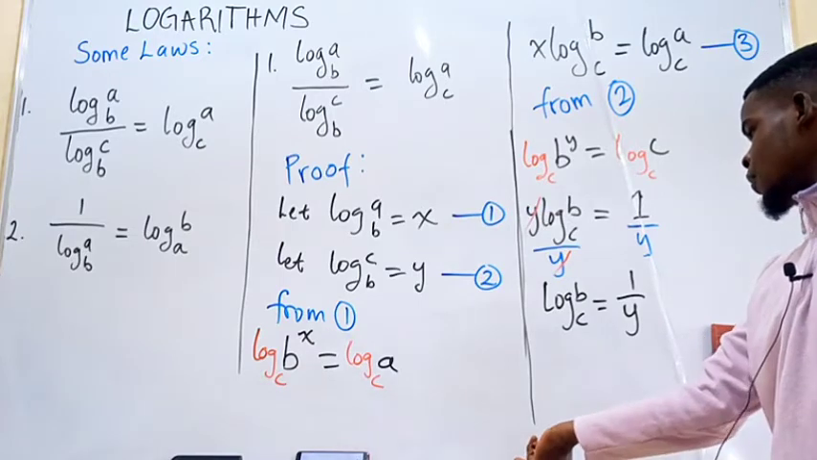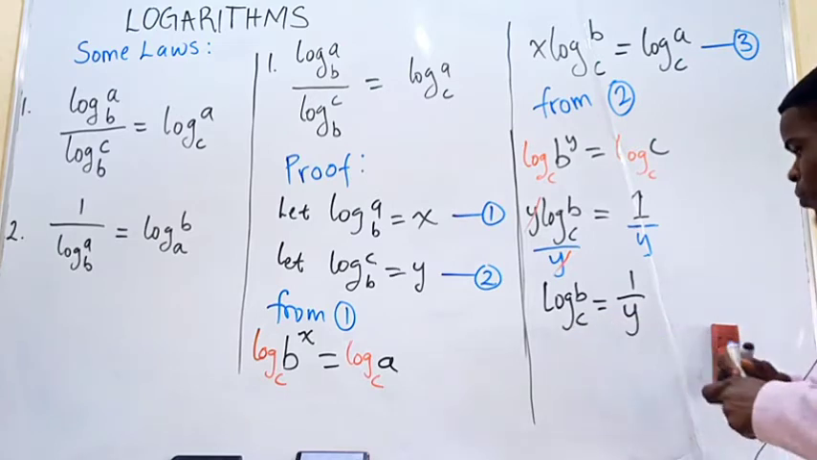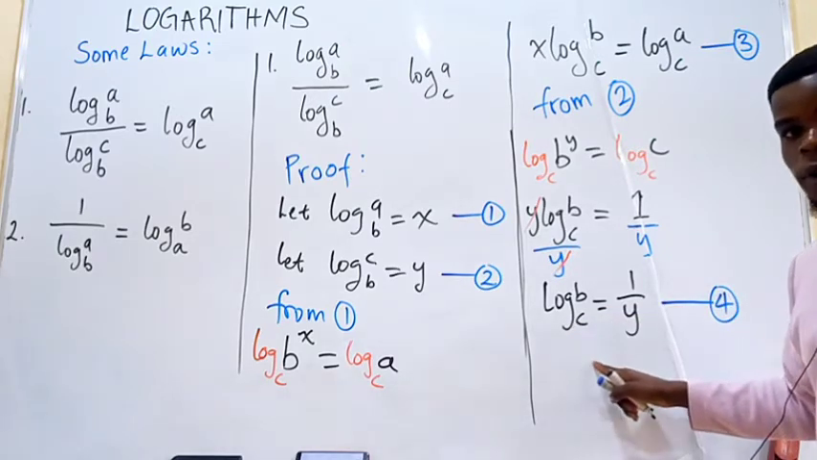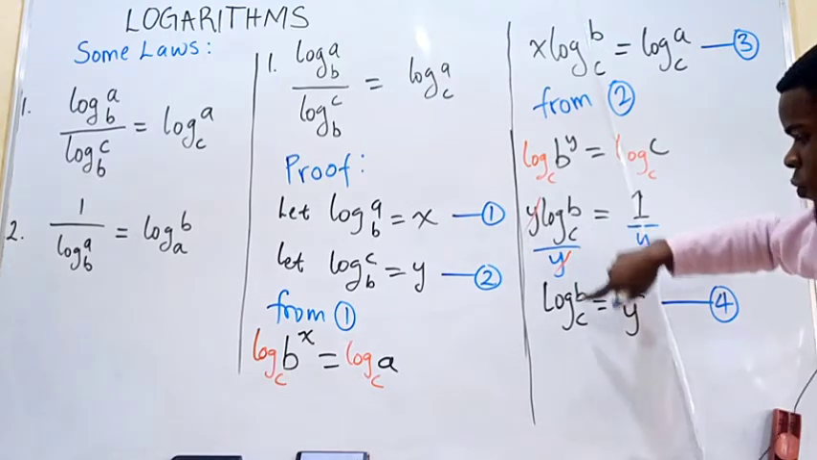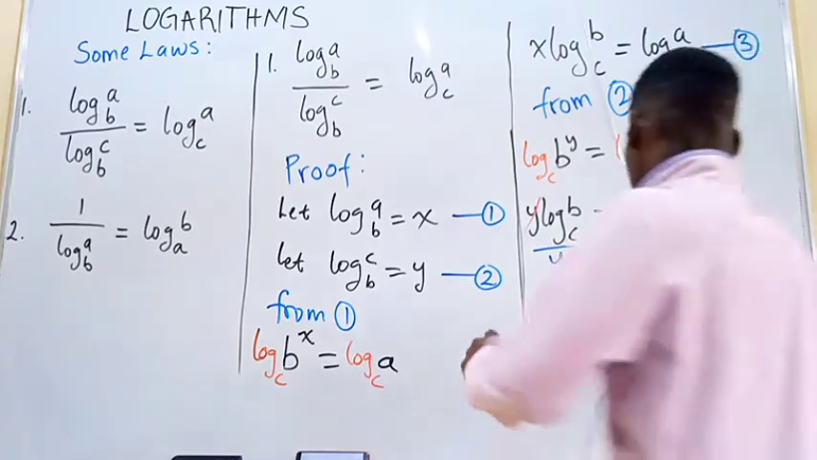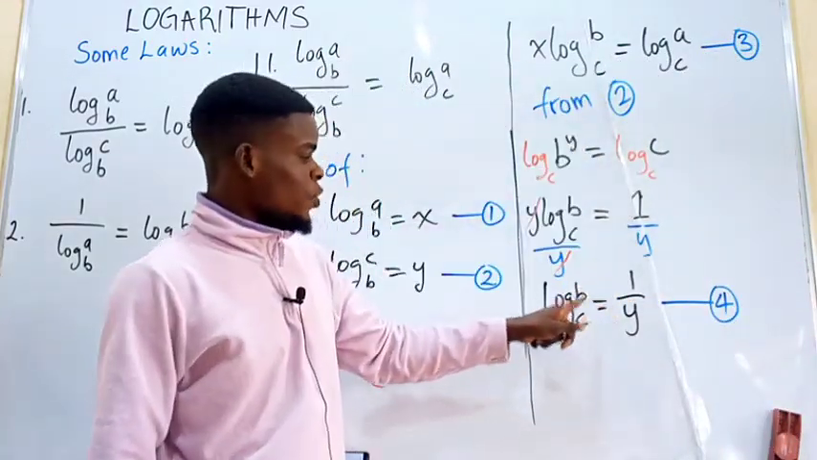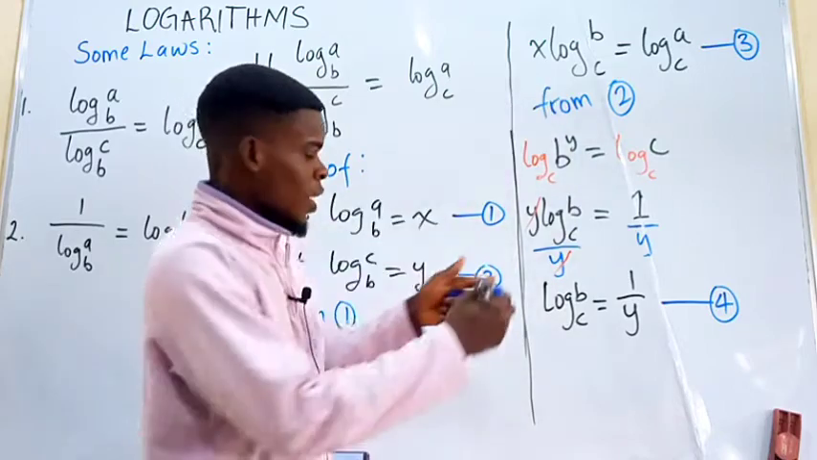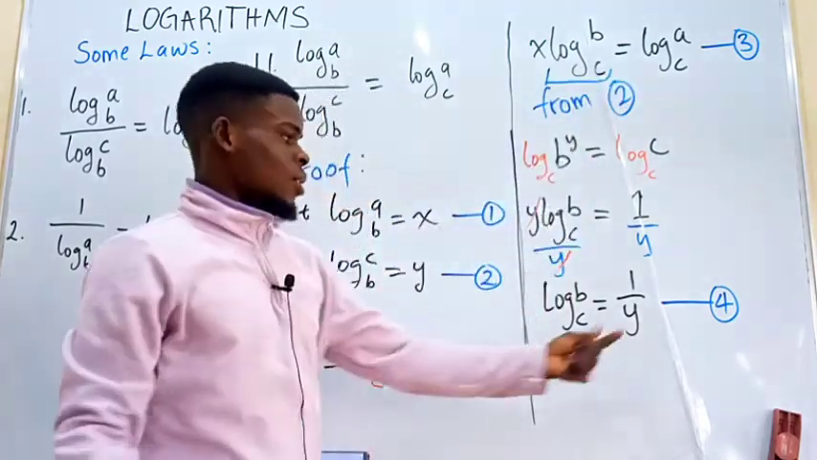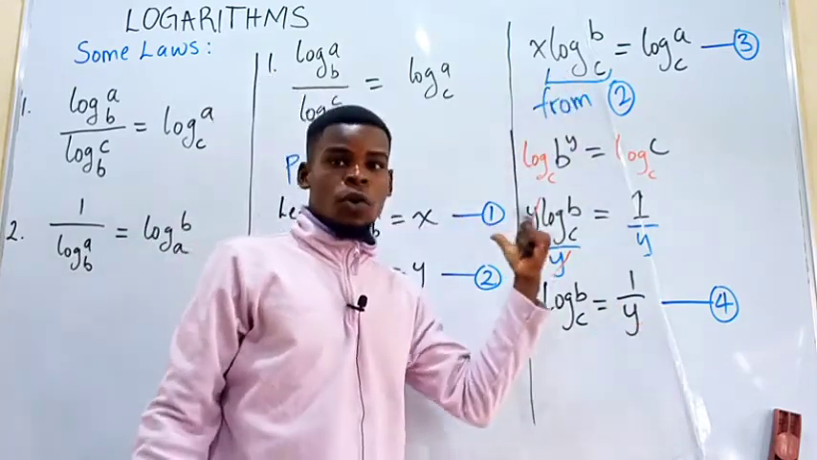Okay, very nice. Now we see that from this equation, maybe I just put it down as 4. So from equation 4, we see that logarithm of b to base c is 1 over y. So if you make a substitution to equation 3, you're going to see that logarithm of b to base c, which is this part, right? The whole of this. That right there is the same thing as 1 over y. So in place of that, I'm just going to put down 1 over y.